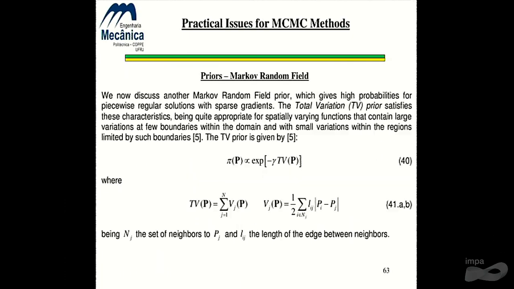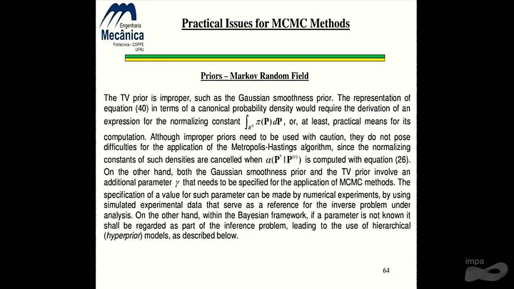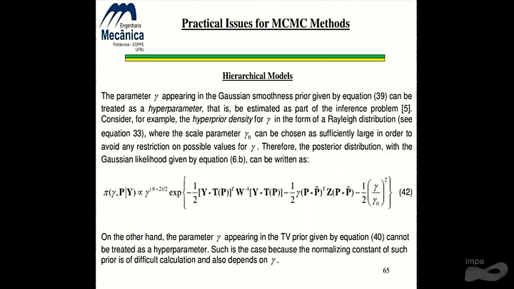But another thing would be simply to do numerical tests, to find some. Of course, with these numerical tests, when you fix a value of gamma, your results are marginalized with respect to that parameter. Okay, but this works.